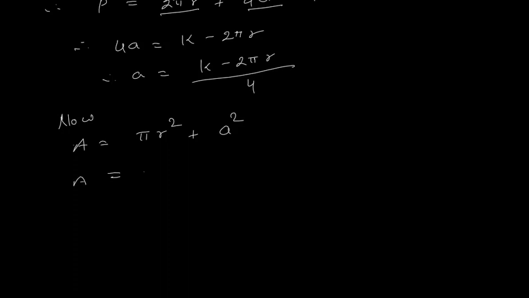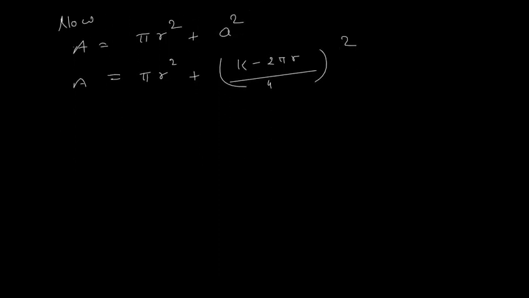So I will say that this is pi r square plus, in place of a square I will write (k minus 2 pi r) divided by 4 the whole square. So it is in one variable. Now area will be minimum. For minimum area, dA upon dr should be equal to 0.